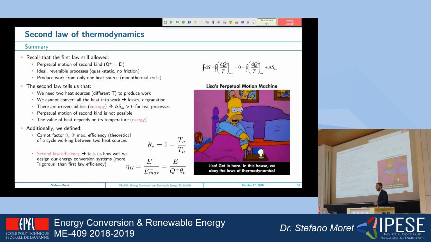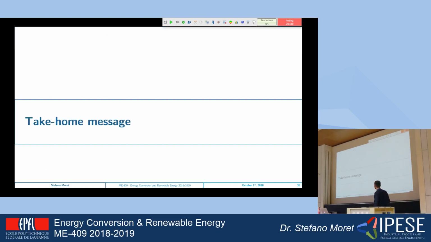And additionally, we define two main efficiencies. The Carnot factor, which gives us the ideal maximum efficiency that we can obtain out of a cycle, and the second law efficiency that tells us how well we design our energy conversion system. And as I told you, it is more rigorous than the first law efficiency because it always defines values that are between 0 and 1.